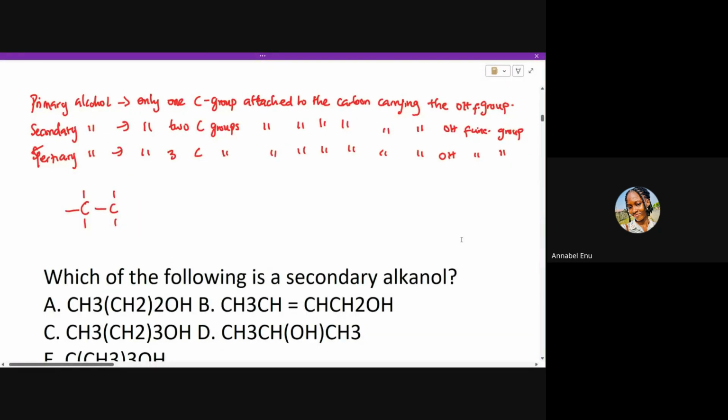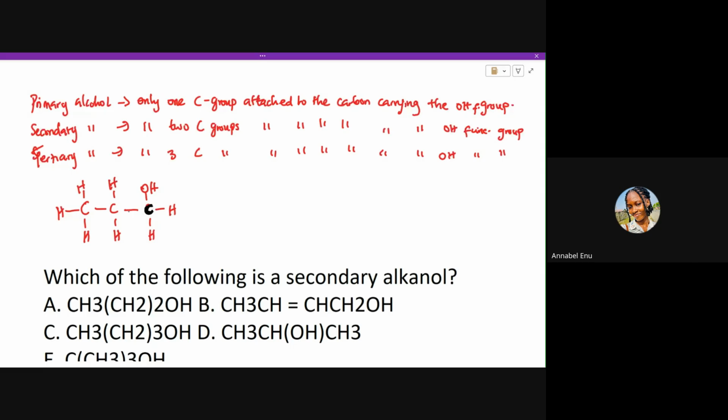So we said primary alcohols have only one carbon group attached to the carbon that is carrying the OH group. Melody, can you see my screen now? Yes, ma'am. So if we have this structure now, this is an example of a primary alcohol. Where is the carbon carrying the OH group? It is this carbon. I'm using black pencil on this carbon.